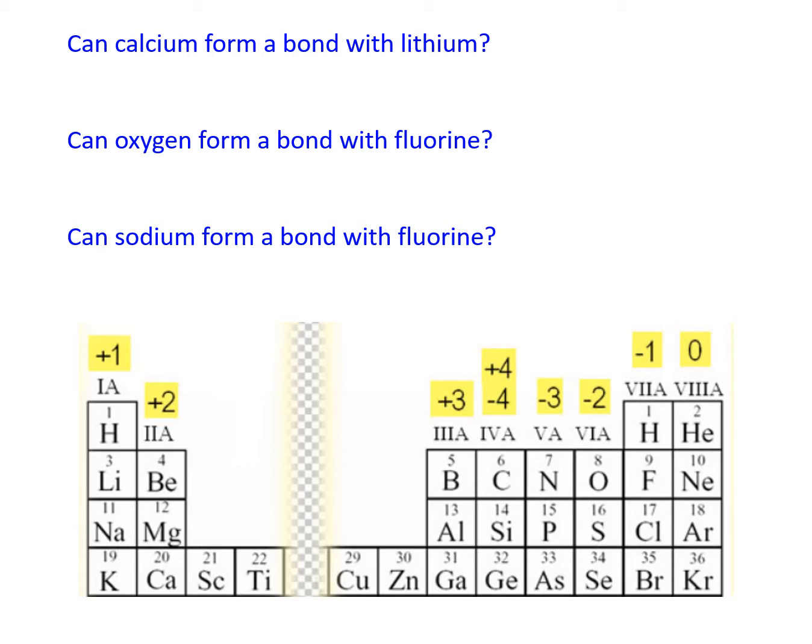So when we look at the first scenario, can calcium form a bond with lithium? We know that calcium is going to be here in group 2, and lithium is going to be here in group 1. So they are both going to have positive charges, so the answer would be no, because they are both positively charged.